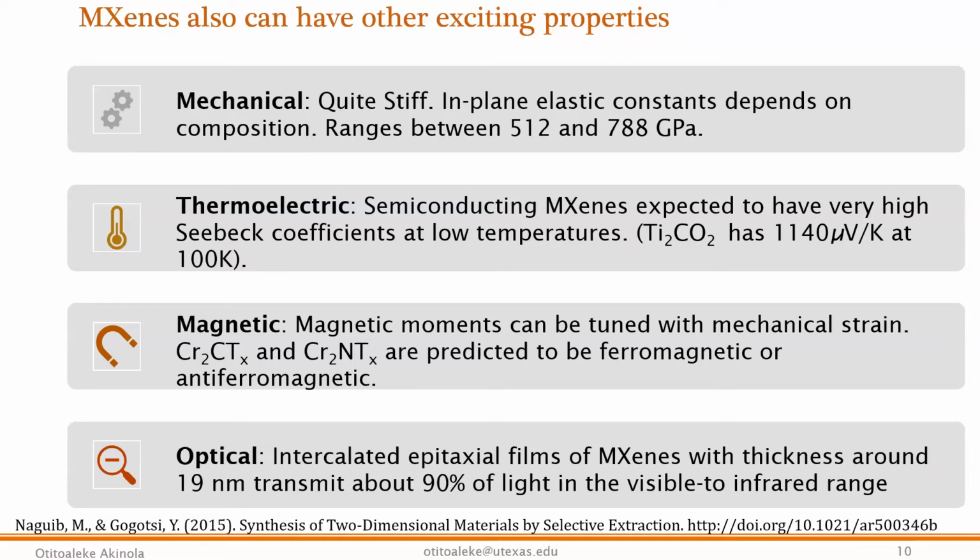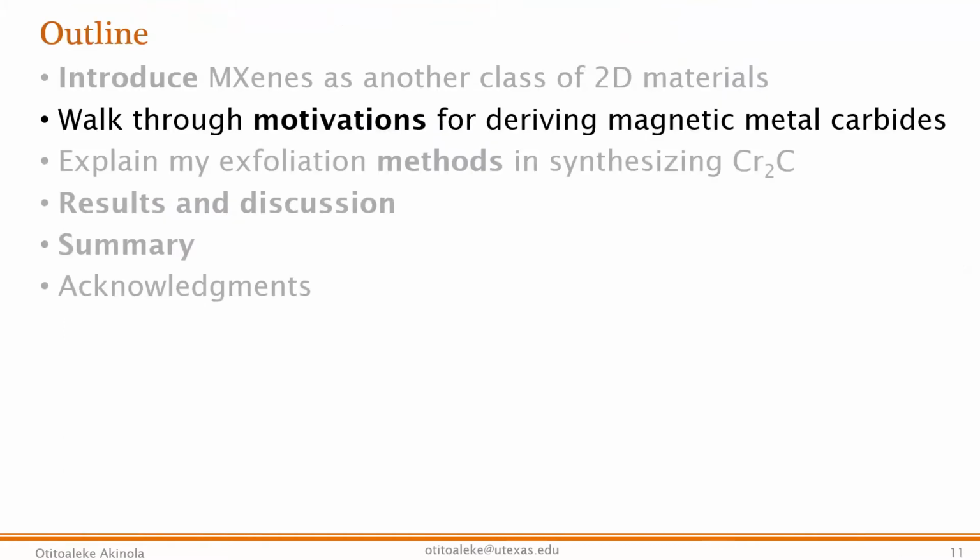They have been predicted to be magnetic as well, like chromium carbide or chromium nitride, which are predicted to be ferromagnetic or antiferromagnetic, and they also have good optical properties as well.